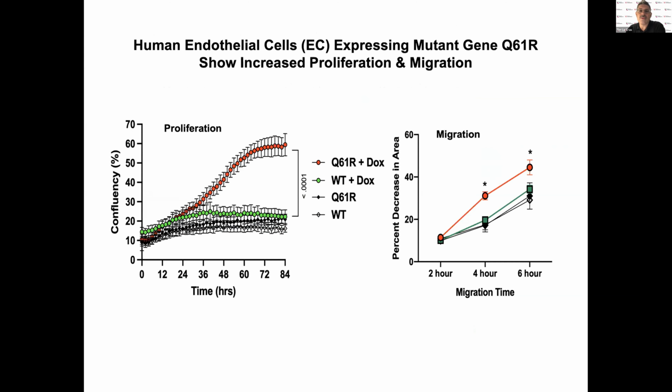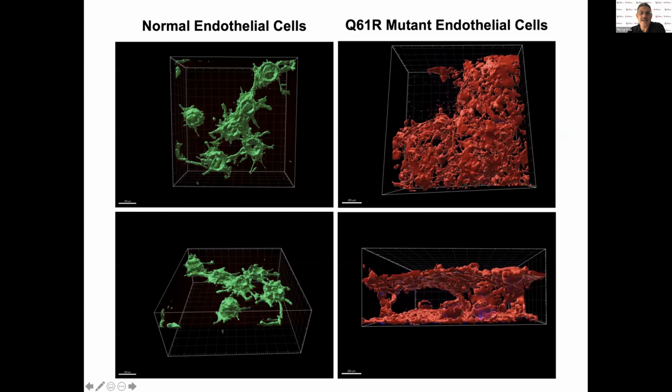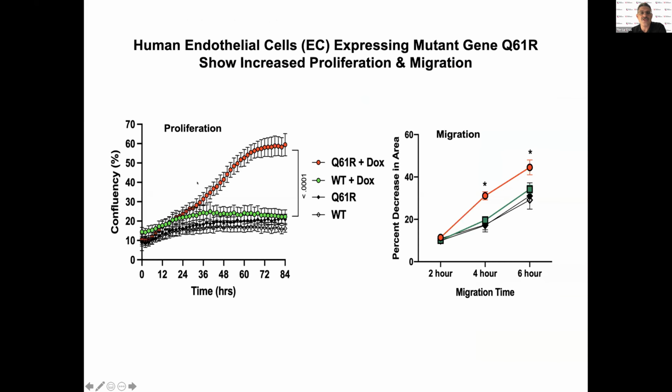So I mentioned that we can also study the proliferation, the division of these cells. Using a really complex piece of equipment called an IncuCyte, on the left here, you can see the proliferation or division of the cells. And you can see that the mutant cells, or the cells that have the doxycycline added and the mutant gene turned on in red here, proliferate a lot faster, a lot more than the cells with the normal gene with doxycycline, or the two controls which don't have doxycycline.